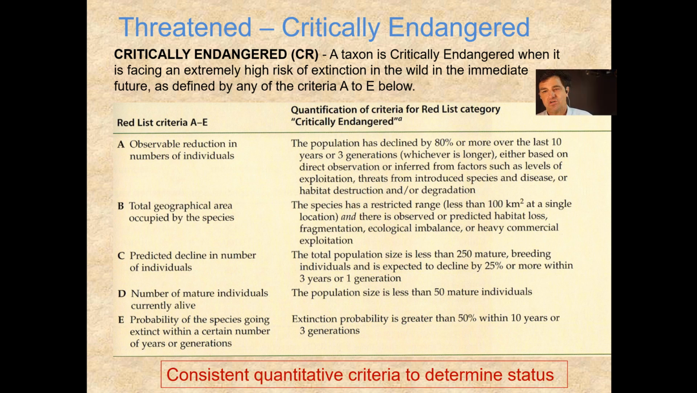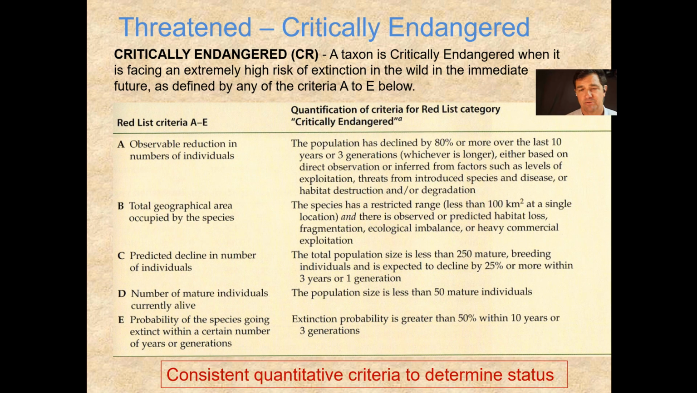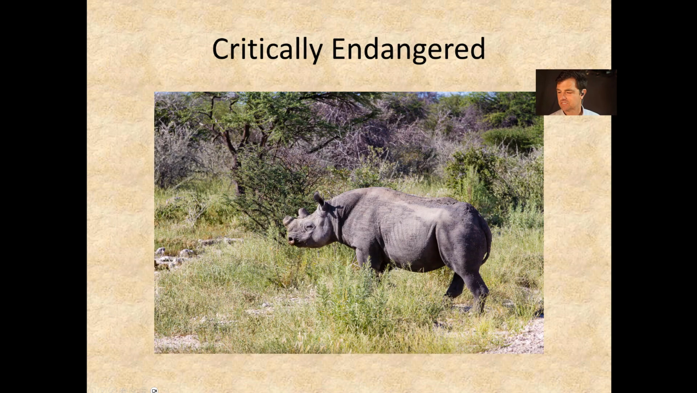And they use these 5 different criteria: how often they've been seen, how big their geographic range is, predicted decline in numbers of individuals recently, number of mature individuals, because if you have a bunch of young ones, for example, or a bunch of really old ones that are past the reproductive stage of their life, that's not going to do you all that much good. And the probability the species is going to go extinct sometime in the near future. So these are the categories they use to evaluate a particular species.